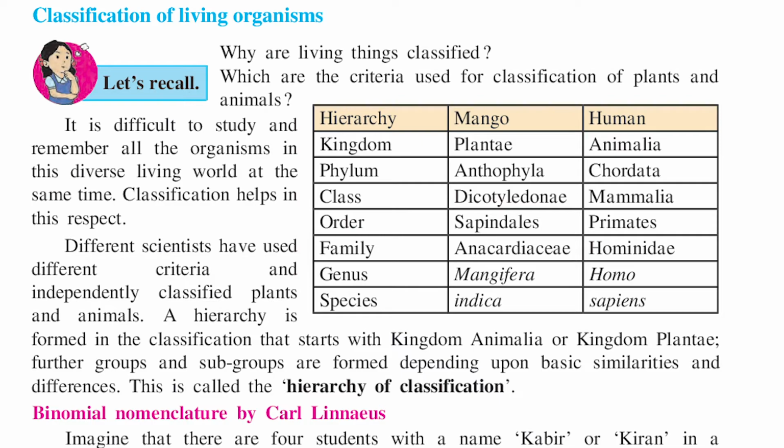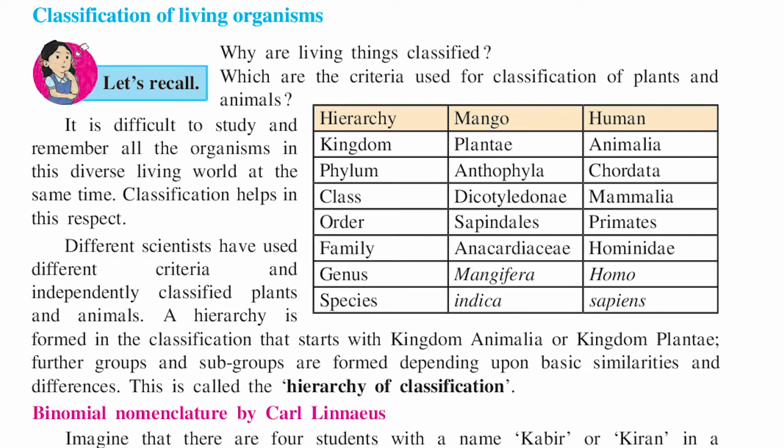Classification of living organisms. Why are living things classified? Which are the criteria used for classification of plants and animals? It is difficult to study and remember all the organisms in this diverse living world at the same time. Classification helps in this respect.